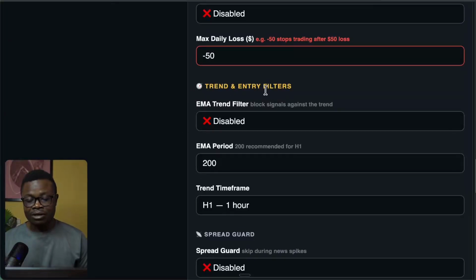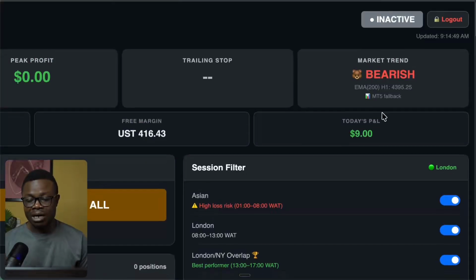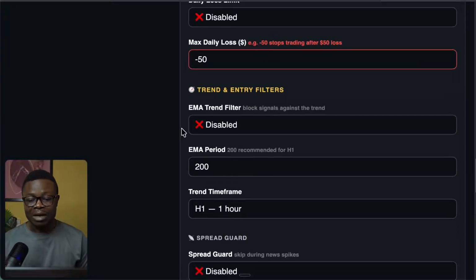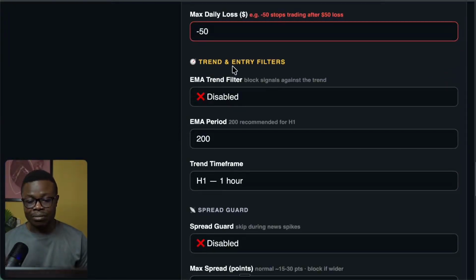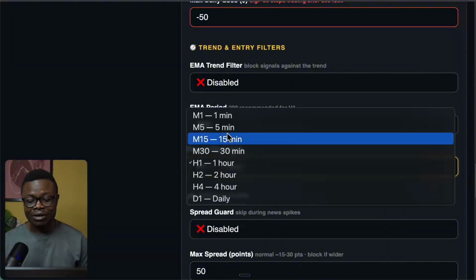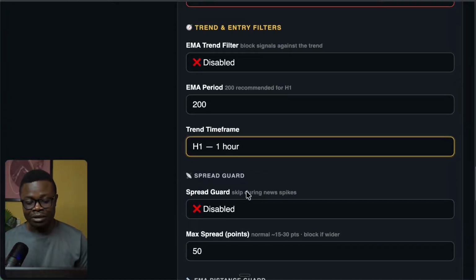And then we have trend and entry filters. This is where we use the EMA. If you scroll up here, you will see where it tells us that the 1 hour we're looking at is actually bearish. You can adjust all of that from here. So the trend and entry filters, if you want to, you can go ahead and enable that. You can change this to 200 EMA, 100 EMA, 50 EMA, whatsoever you want. You can select all of the different time frames that you want to monitor or filter the market with right here. And then you have the spread guard.